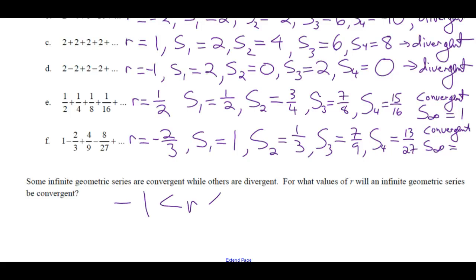1. Okay, you know this from grade 11, right? Another way to say this is that the absolute value of r is less than 1. So regardless of its sign, be it positive or negative, its magnitude must be less than 1.